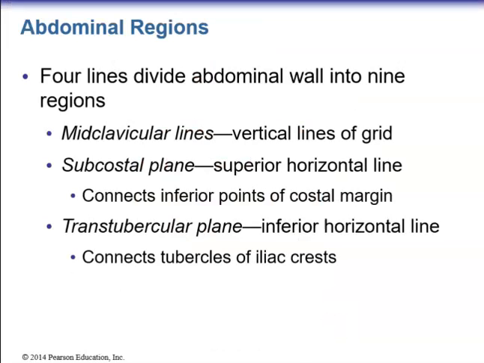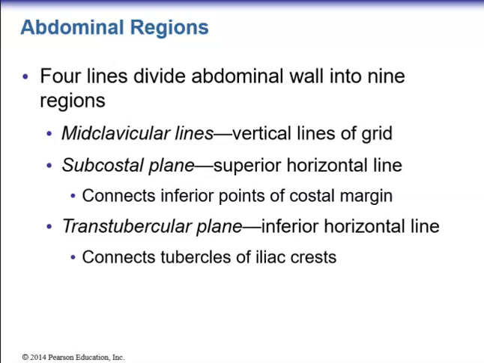We can divide the abdomen into regions. We have regions and we have quadrants. In order to divide the abdominal region, we have lines that can divide the abdomen into 9 regions. We have the midclavicular lines. We talked about midclavicular lines when we were locating the apex of the heart. So the midclavicular lines are the vertical lines of the grid.